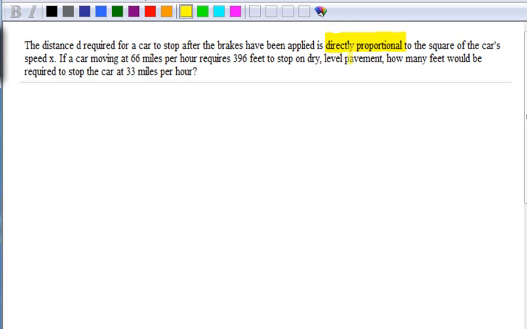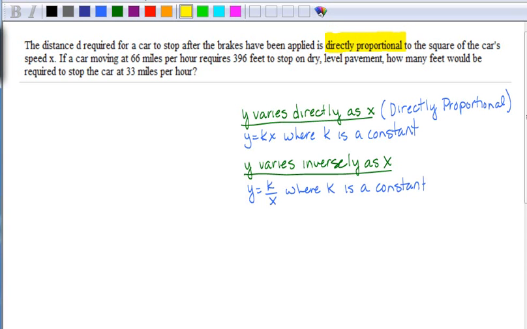When I see those words, or "varies inversely," or "varies directly," I know it's my special formulas. So let's write those down. From the last video, if y varies directly as x, we use y equals kx, where k is a constant. If y varies inversely as x, we use y equals k over x, also where k is a constant. We also saw that another way to say "varies directly" is "directly proportional," which is what we have here.